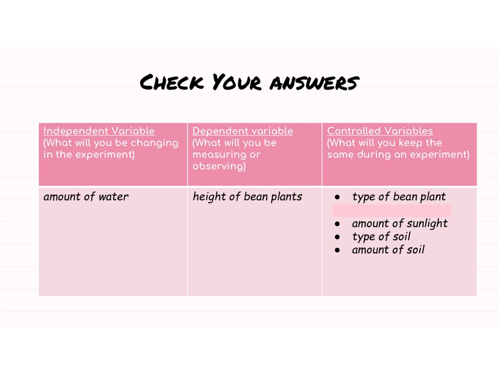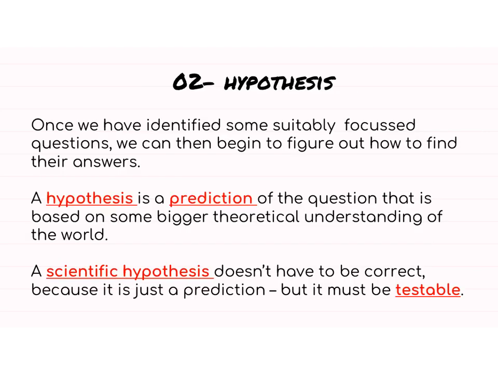While what was constant or the same during the whole given experiment, what we call the controlled variables, are the type of bean plants, because we were using the same type of bean plants, the amount of sunlight provided, the type of soil, the amount of soil, and also we can add the kind of water added.